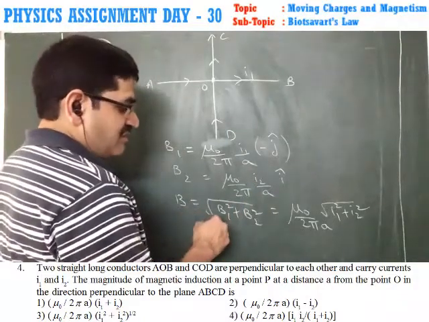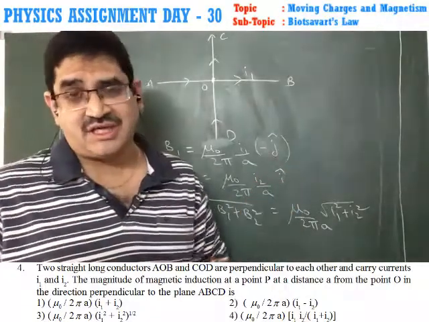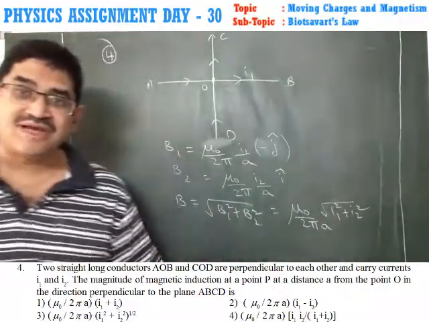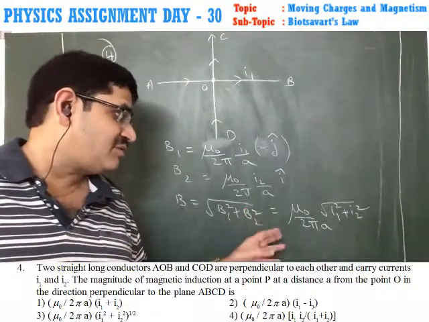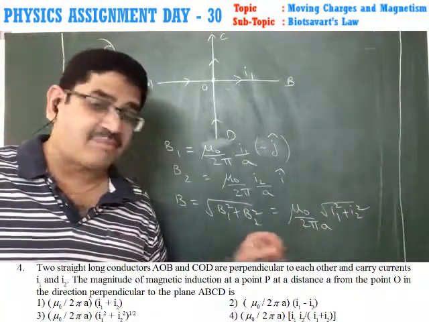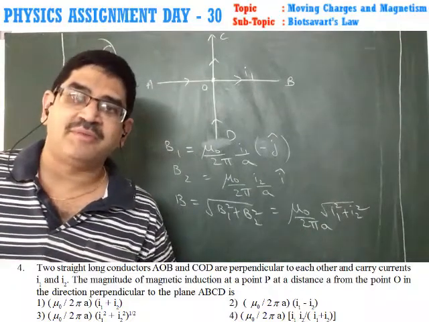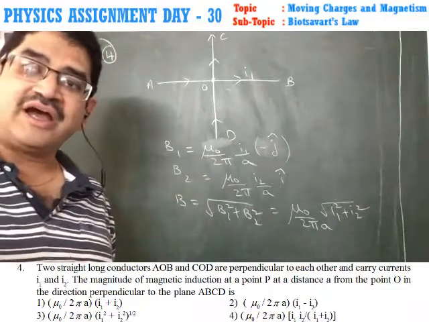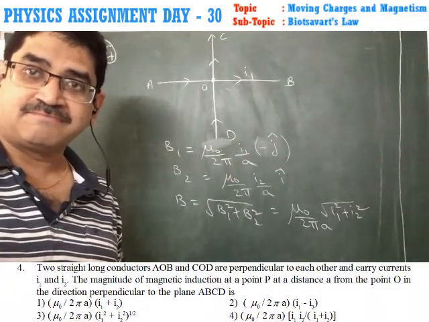So B root of d1 square plus d2 square వస్తుంది, రిజల్ట్ ఎందుకంటే ఒకటి I cap ఒకటి j cap రెండు కూడా perpendicular. So as they are perpendicular, the resultant field will be mu naught by 2 pi a into root of I1 square plus I2 square. So this is a simple formula problem. It is also an example based on direction.